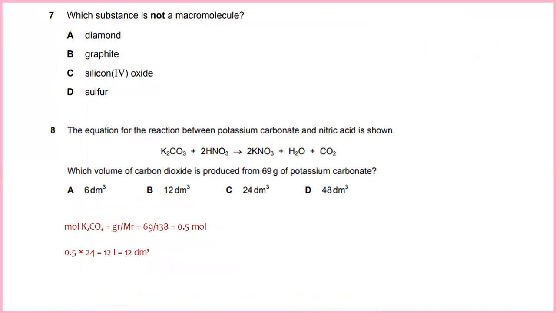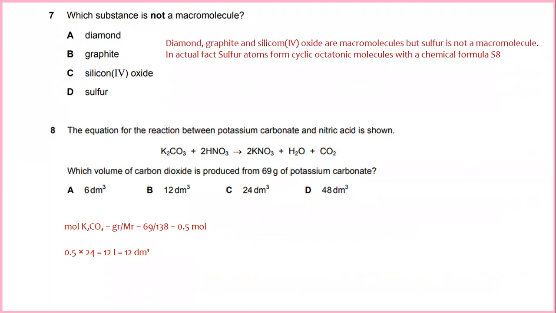Which substance is not a macromolecule? Diamond, graphite, and silicon(IV) oxide are macromolecules, but sulfur is not a macromolecule. In actual fact, sulfur atoms form cyclic or octatomic molecules with the chemical formula S8. So the answer will be sulfur.